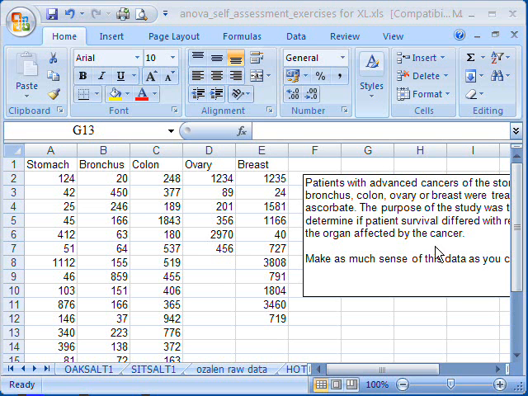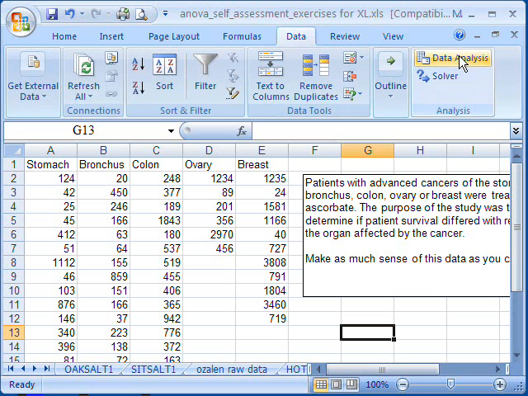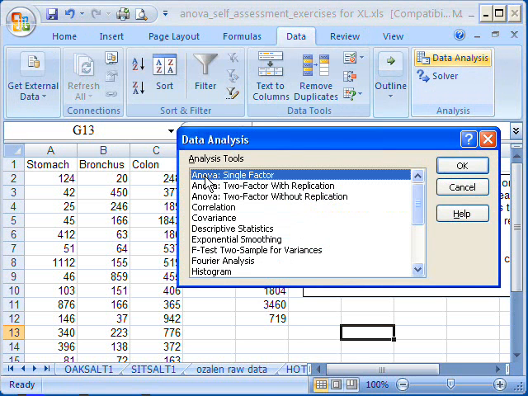To analyze it in Excel, you need to go to Data. And when you're in Data, then you need to go to Data Analysis and ANOVA. And you can see that there are 3 different flavors of ANOVA that you can actually use. And it's the single factor, which is the univariate ANOVA. So you click on OK.